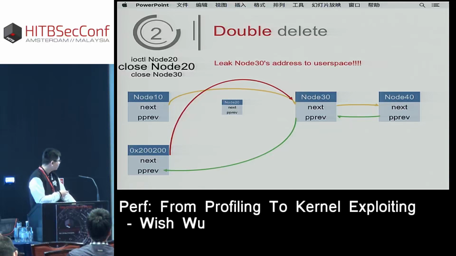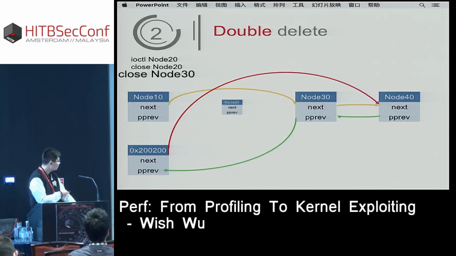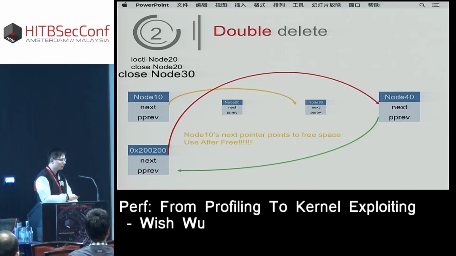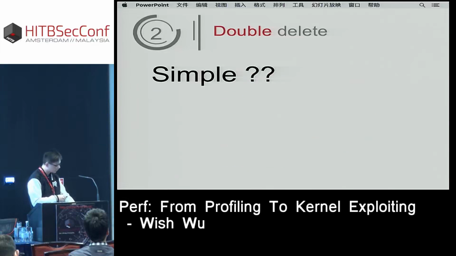After close node 20, node 20 is freed now. Then I just close node 30 directly. Node 30 is gone. Node 10's next pointer points to a freed space. Then use after free is triggered. It is simple, I think.